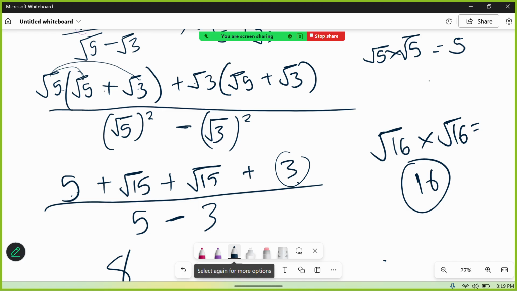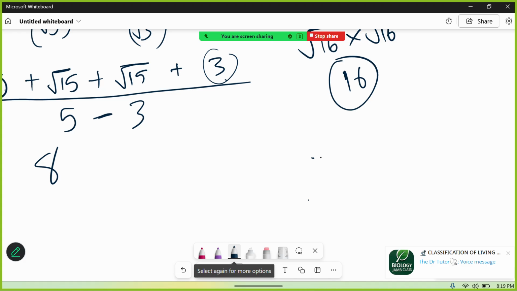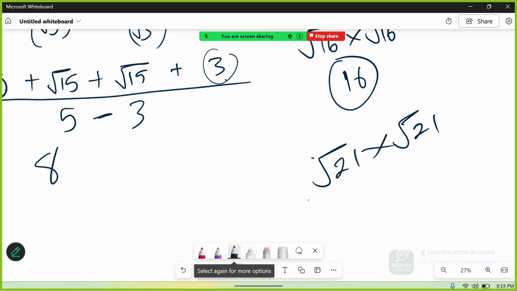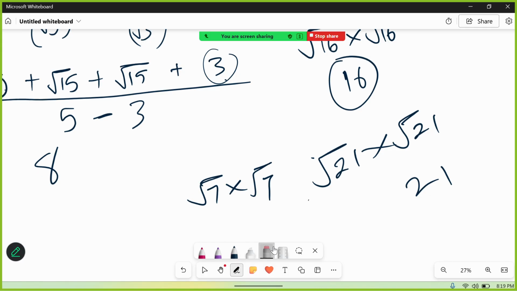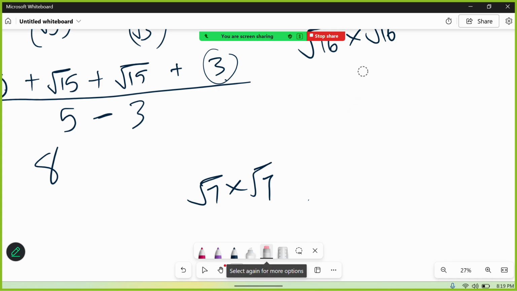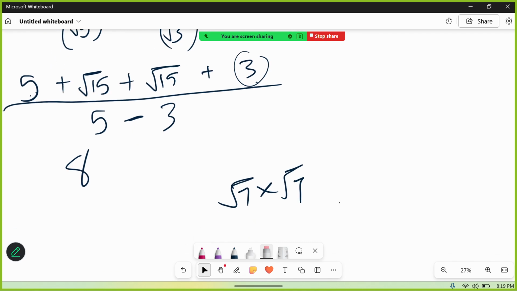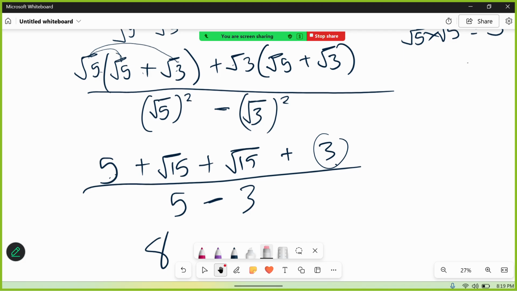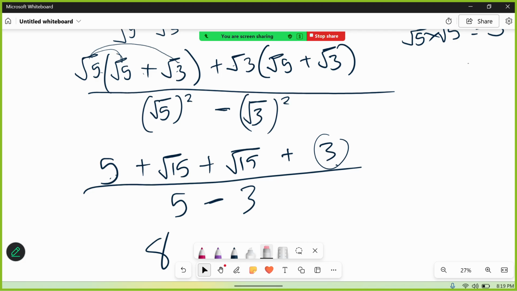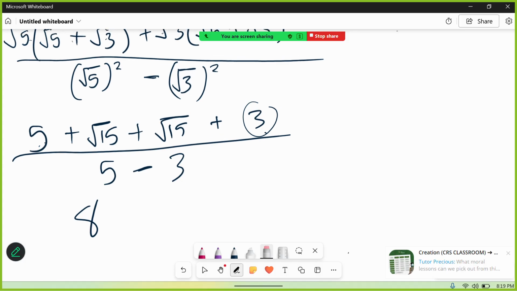So now let me ask you this one again. What is root 21 times root 21? 21. Sharp. Are you getting that? Let's do it again. What is root 7 times root 7? 7. Sharp. So what is root 5 times root 5? 5. You see now. Do you get that?